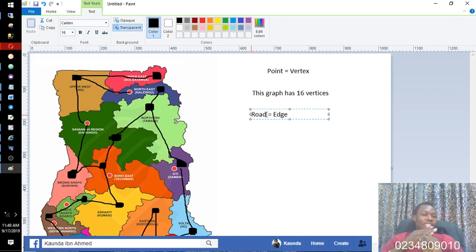The points are the objects, the vertices. The points are the vertices, and then the roads linking them are the edges.